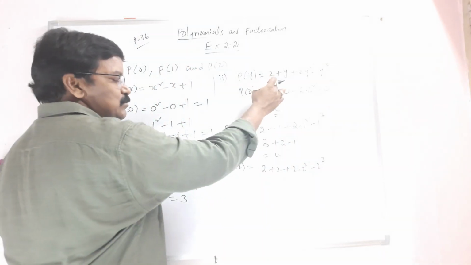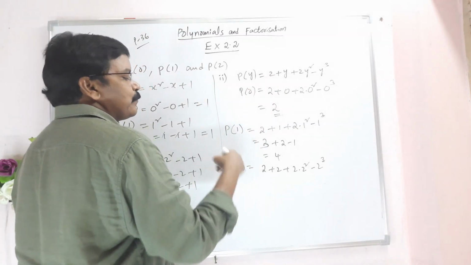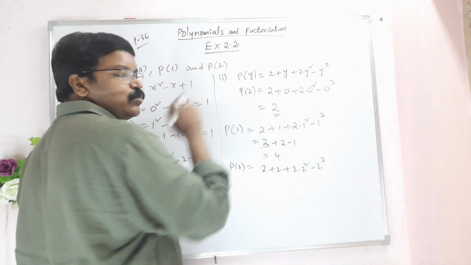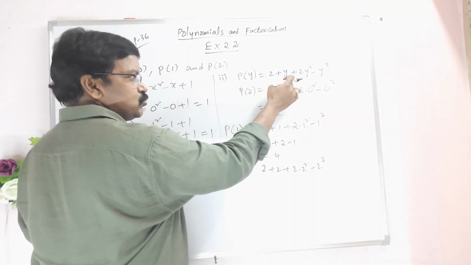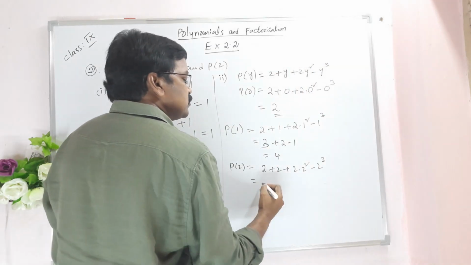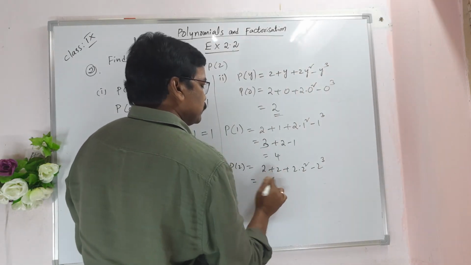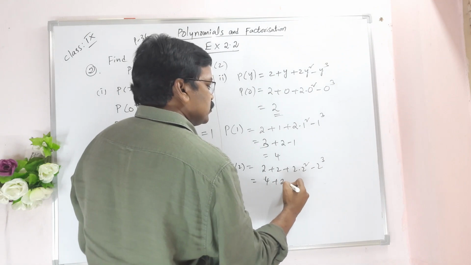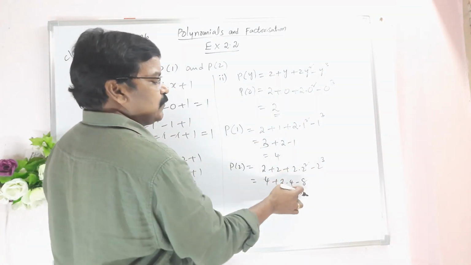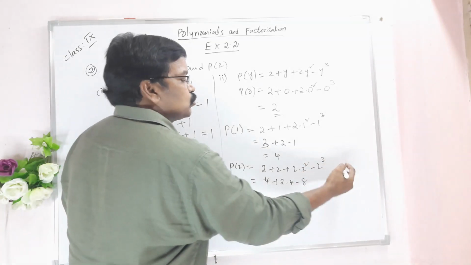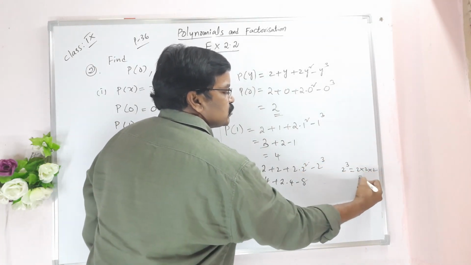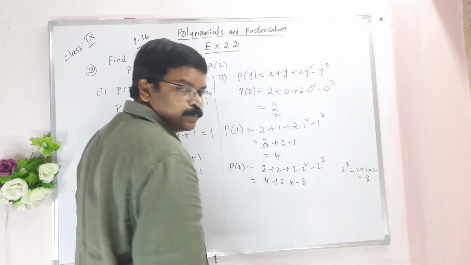Understand? Substitute y is equal to 2 in the given polynomial. That means 2 plus 2 into 2 square minus 2 cube. This is equal to 2 plus 2, 4. Plus 2 into 2 square is 4 minus 8. 2 square is 4. 2 into 2. 2 cube is what, students? 2 into 2 into 2. That is 2 2s are 4, 4 2s are 8.